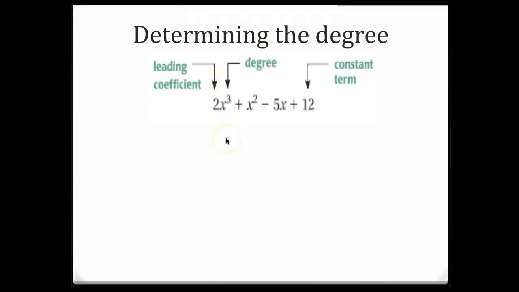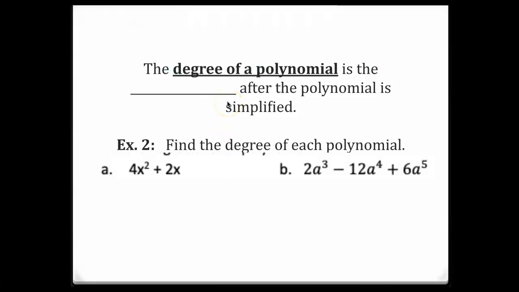I always think, like, how hot is it? Think of a degree symbol. This has a degree of 3. So, again, the degree of a polynomial is the highest exponent on the variable after the polynomial is simplified. So this one is simplified, no like terms, so the degree is 2. This would be a binomial.